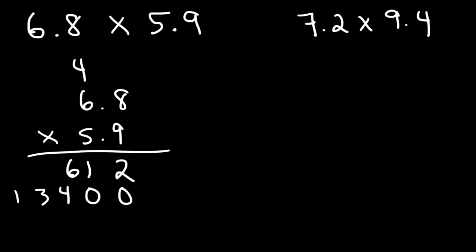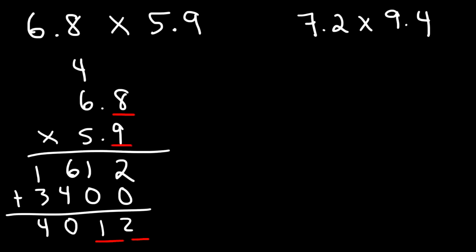And now let's add. So column by column. Here we have 2, and then 1 plus 0 is 1. And then we have 6 plus 4, which is 10. So let's write the 0, carry the 1. 3 plus 1 is 4. Now, where should we put the decimal point? So in our two numbers, we have one digit to the right of the decimal point, and here we have another. So we have a total of 2 digits to the right of the decimal point. So it should be here. Therefore, the answer is going to be 40.12.